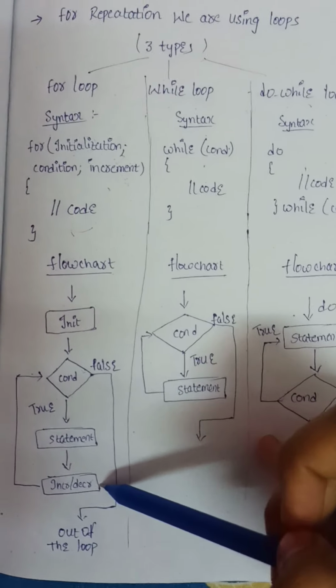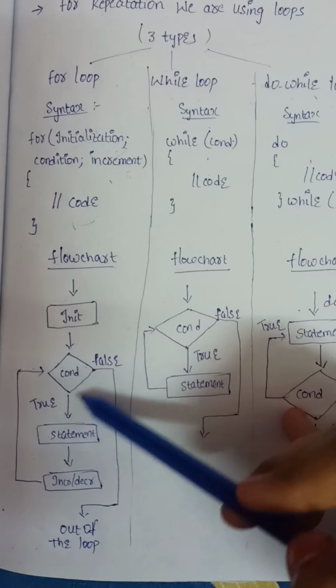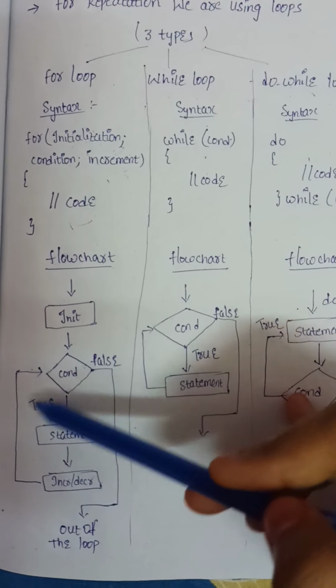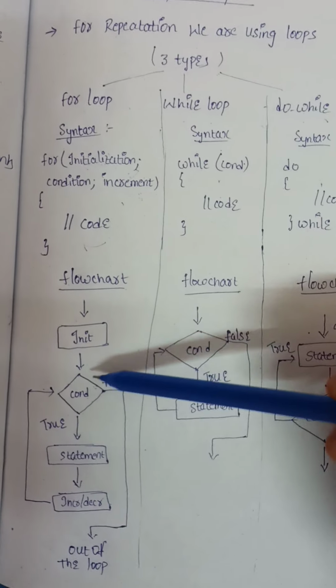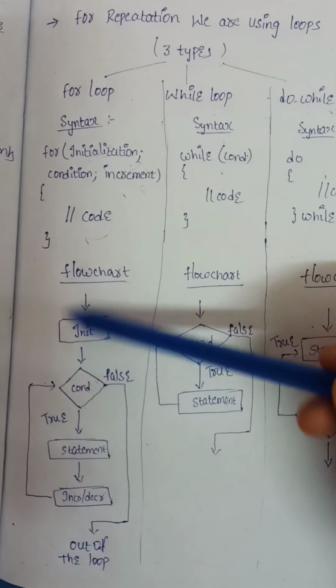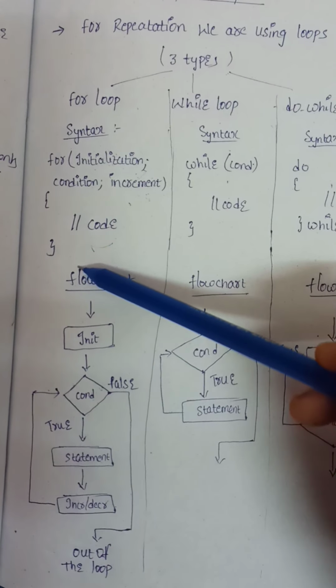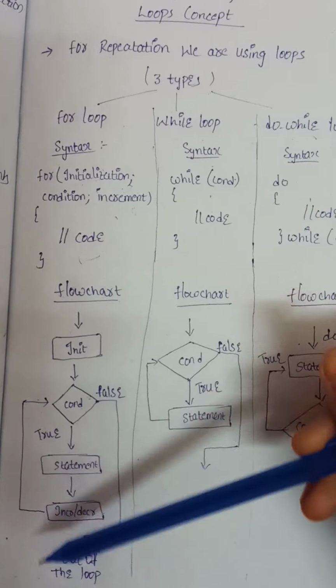After the variable is incremented, it will again check the condition. If the condition is true, the same thing will happen again. If the condition is false, we will come out of the loop. This means the next statement we write after the loop will be executed. This is about the for loop.